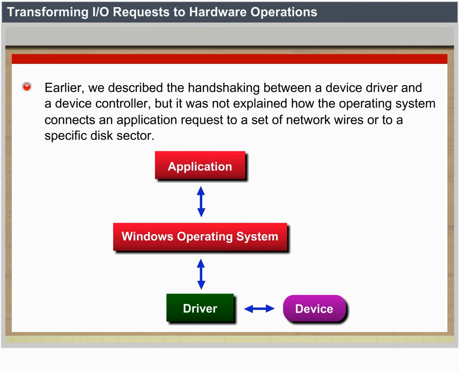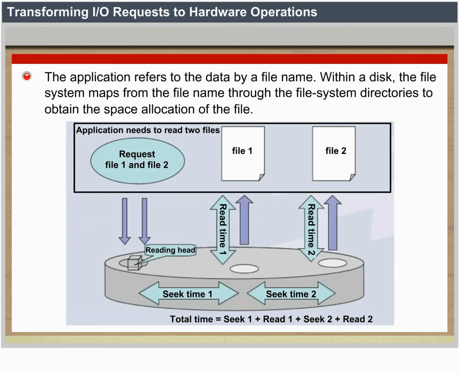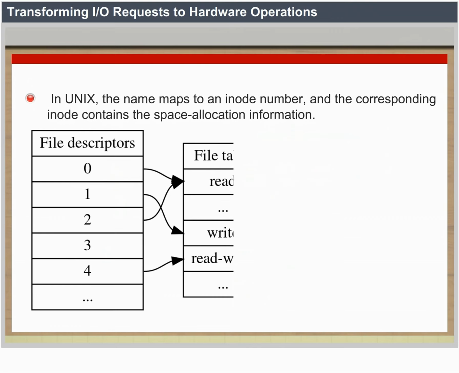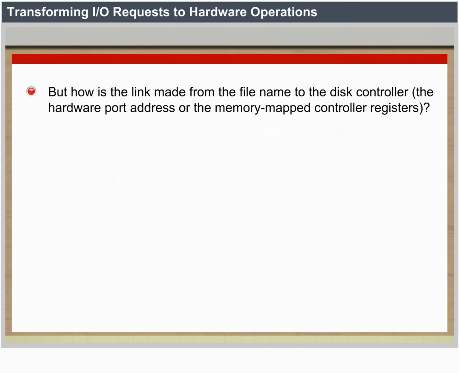Within a disk, the file system maps from the file name through the file system's directories to obtain the space allocation of the file. For instance, in MS-DOS, the name maps to a number that indicates an entry in the file access table, and that table entry tells which disk blocks are allocated to the file. In Unix, the name maps to an inode number, and the corresponding inode contains the space allocation information. But how is the connection made from the file name to the disk controller, the hardware port address, or the memory-mapped controller registers? One method is that used by MS-DOS, a relatively simple operating system.